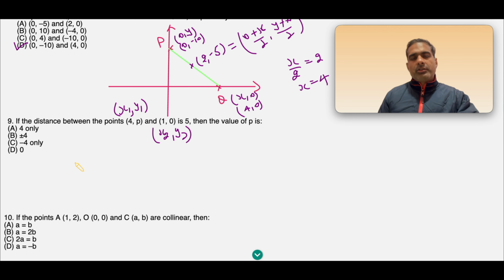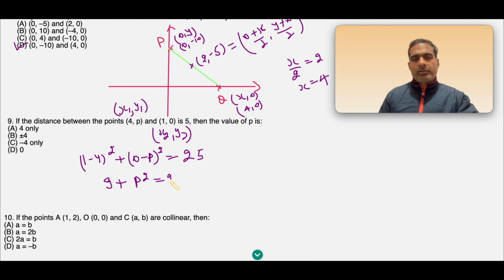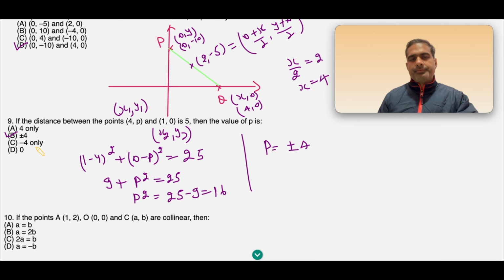So if I use the concept, (x2 minus x1) whole square, so (1 minus 4) whole square plus (0 minus p) whole square is the square of the distance between these 2 points, that is square of 5, that is 25. So 1 minus 4 is minus 3, square is 9, plus (minus p) square is equal to 25. So from here we get p square is equal to 25 minus 9, that is 16. So if p square is 16, p can be plus minus 4. So there are two possible values for p, that is plus minus 4.